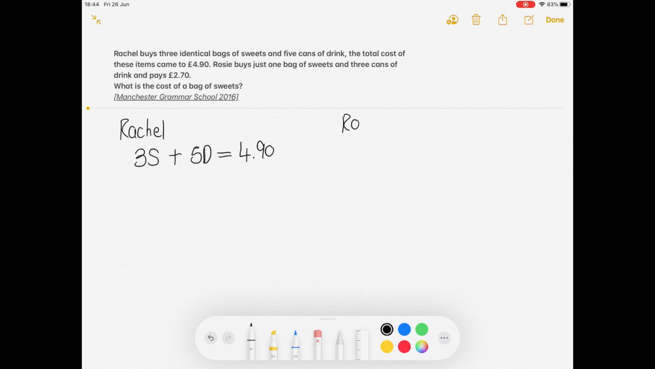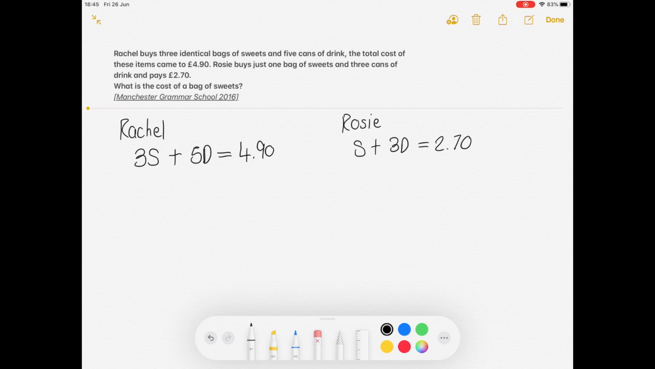Let's do the equation for Rosie. This would be a perfect time for you to pause the video and have a go yourself at writing the expression for Rosie. Okay, she buys 1 bag of sweets and 3 cans of drink. So that would be S plus 3D equals £2.70.